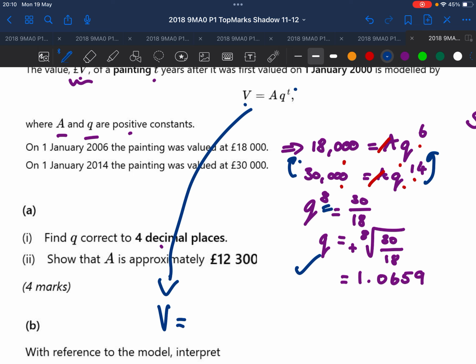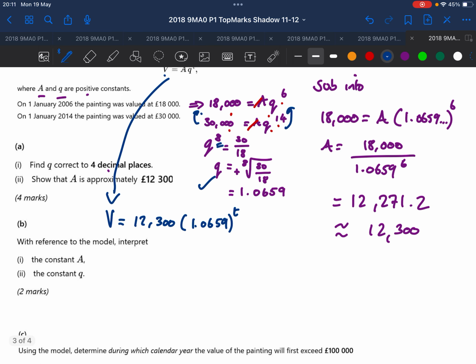depending on how the question's going, they say show that. So I feel like they want me to use this number here. So show that it equals 12,300. And what's the next bit? So multiplied by 1.0659 to t. So that would be called a complete equation. Yeah.